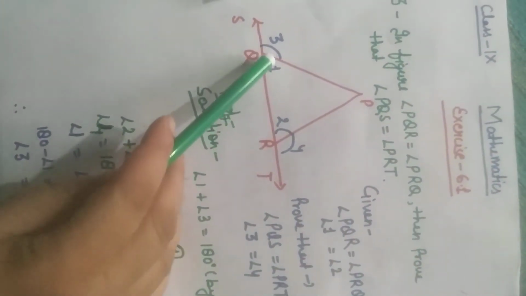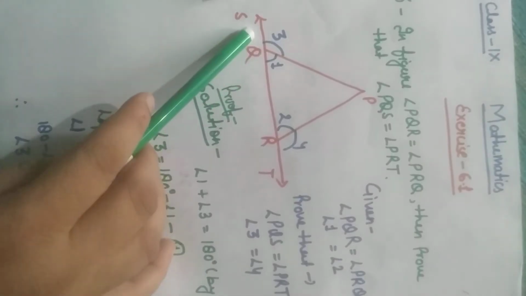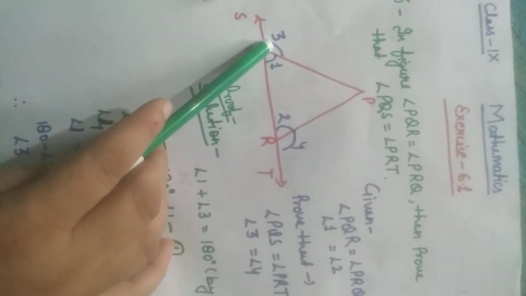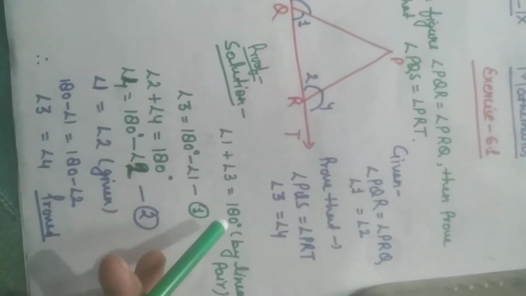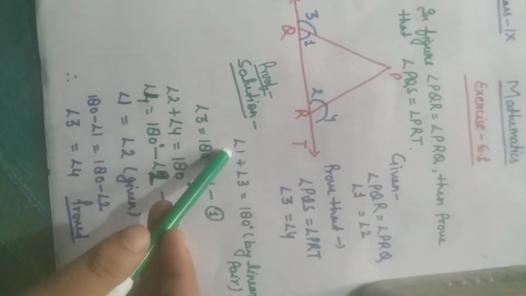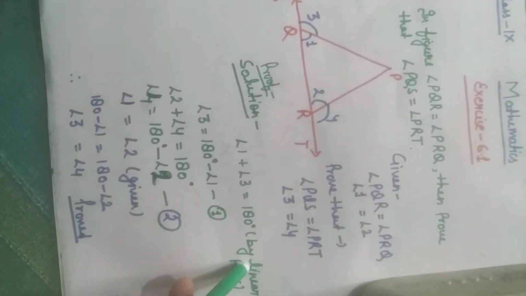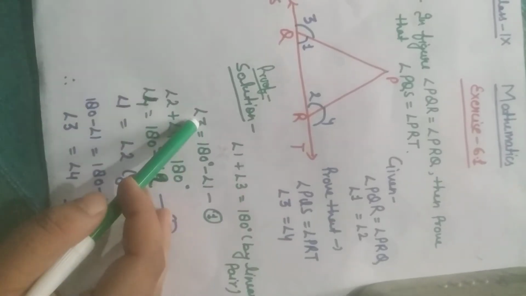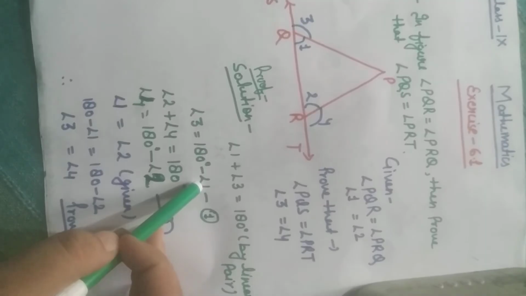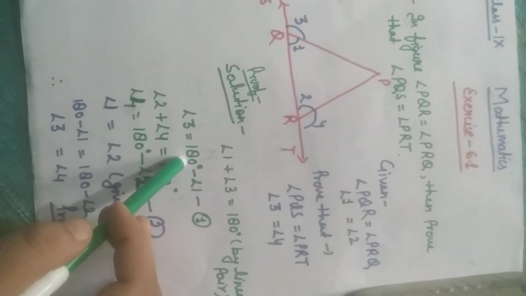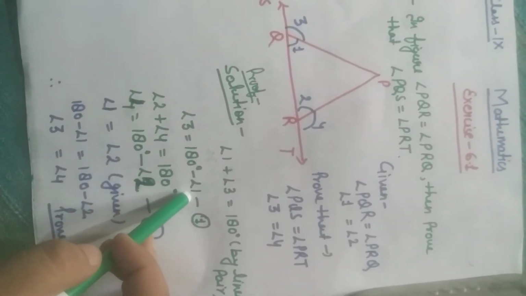Suppose we are looking at line RQS. Angle 1 plus angle 3 are forming a line. So by linear pair, the sum of these two angles will be 180 degrees. Angle 1 plus 3 is equal to 180 by linear pair. If we take out the value of angle 3, then angle 1 goes to the other side as minus 1. So angle 3 is equal to 180 minus angle 1.